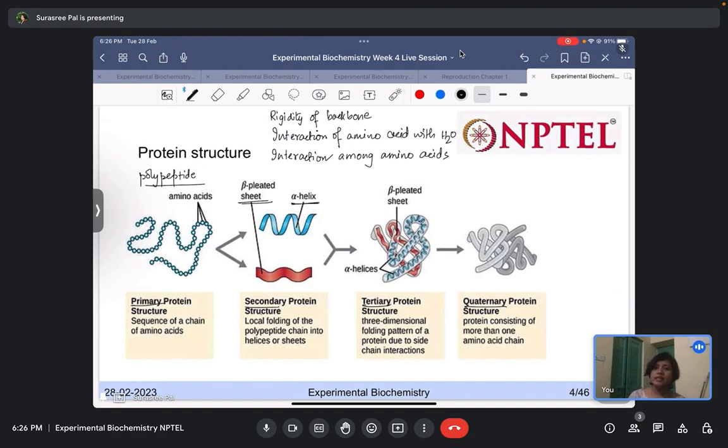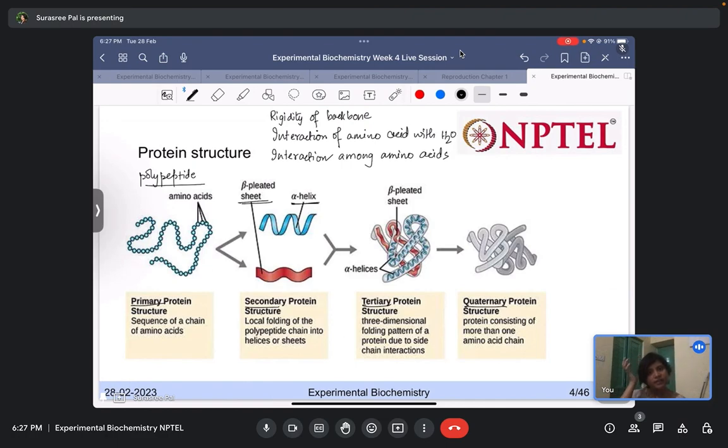And we will also see that this alpha helix, beta sheets, they are also formed by several bonds which are formed between the amino acid residues. Now next, coming to the tertiary structure of protein.